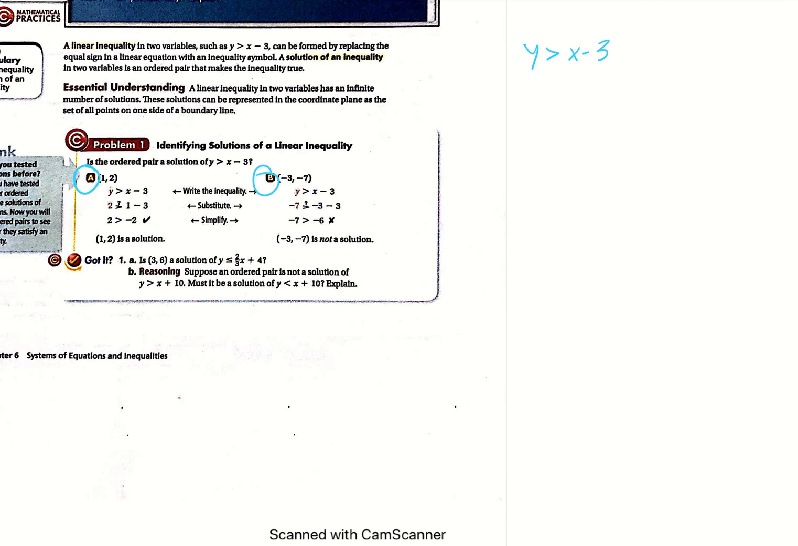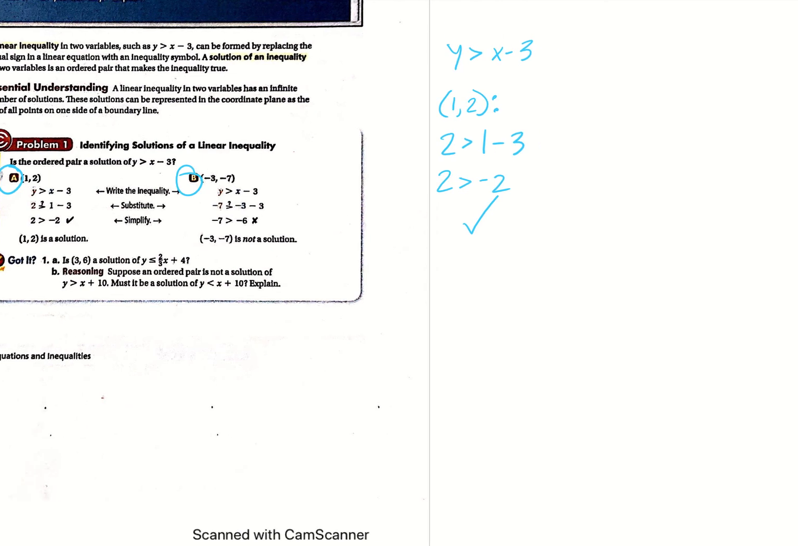For A, we'll go ahead and plug in. Remember, 1 is our x value, 2 is our y value for the point (1, 2). So we have 2 is greater than 1 minus 3. Now we just need to simplify. We have 2 is greater than negative 2. This is true, so that is going to be a solution.